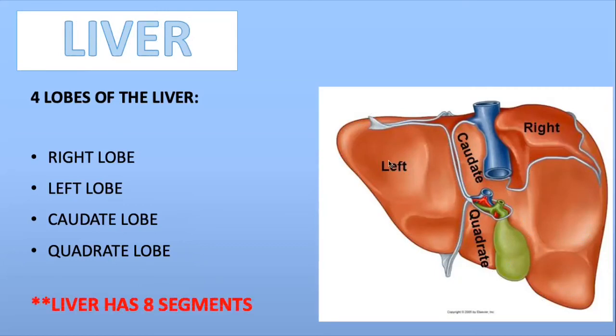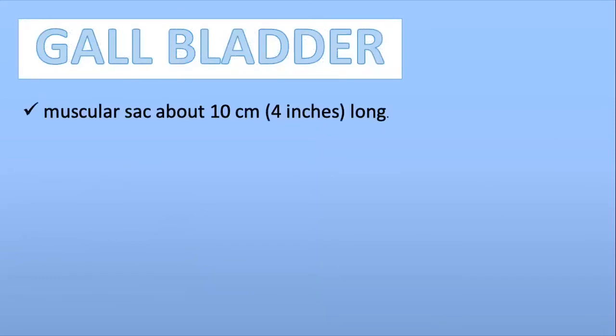Okay, so your liver naman has 8 segments. So iba po yung liver, iba po yung lobes ng liver, and magkaiba din po yung segments ng ating liver. Okay, let's proceed with the gallbladder.